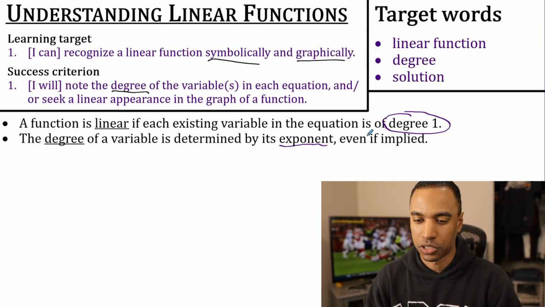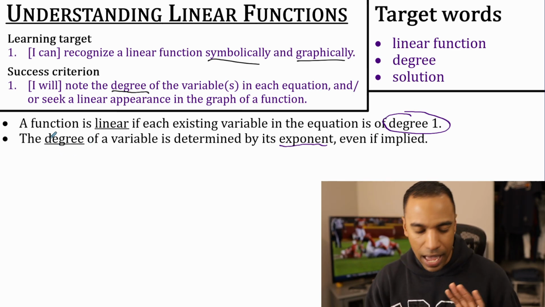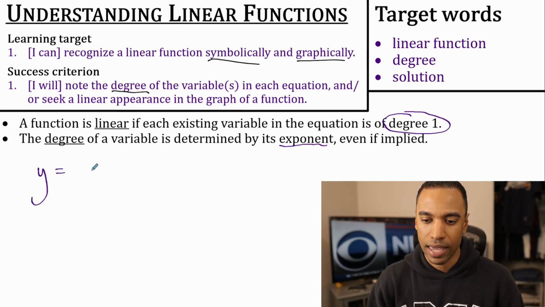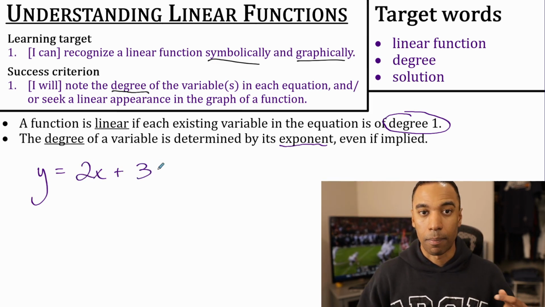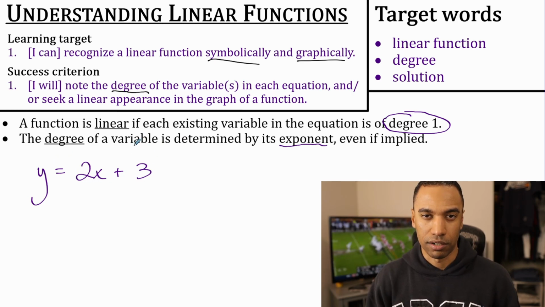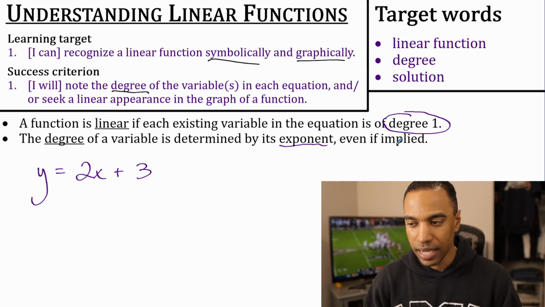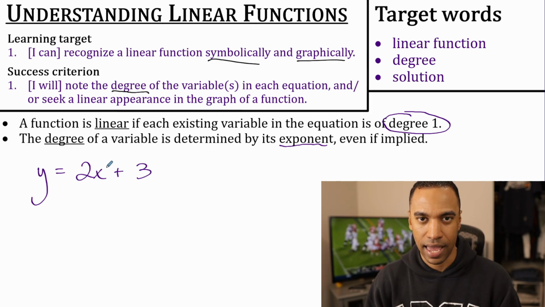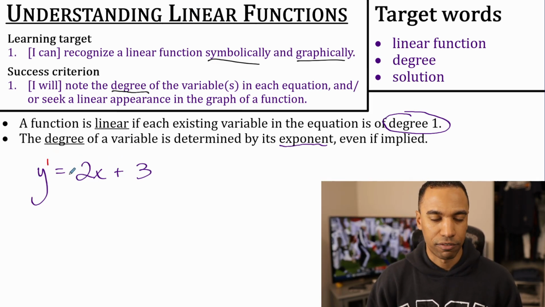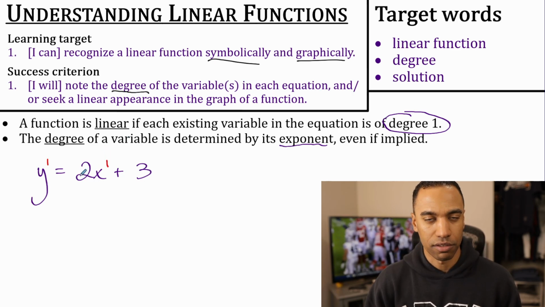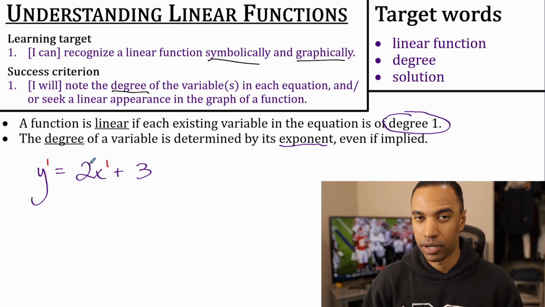And I'll show you what that looks like right now. So let's say we have a general equation here like y equals 2x plus 3. And I ask you, is this representative of a linear function or a nonlinear function? The implication here for each variable, the y and the x, is that the exponent is a 1. Y means y to the first power. X also means x to the first power. It's not written, but it is implied.